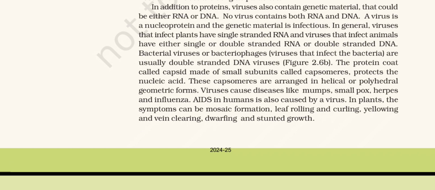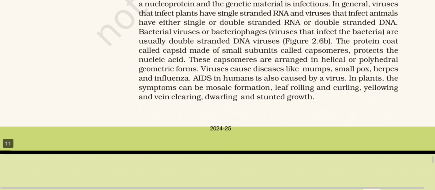The protein coat called capsid, made of small subunits called capsomeres, protects the nucleic acid. These capsomeres are arranged in helical or polyhedral geometric forms. Viruses cause diseases like mumps, smallpox, herpes, and influenza. AIDS in humans is also caused by a virus. In plants, the symptoms can be mosaic formation, leaf rolling and curling, yellowing and vein clearing, dwarfing, and stunted growth.